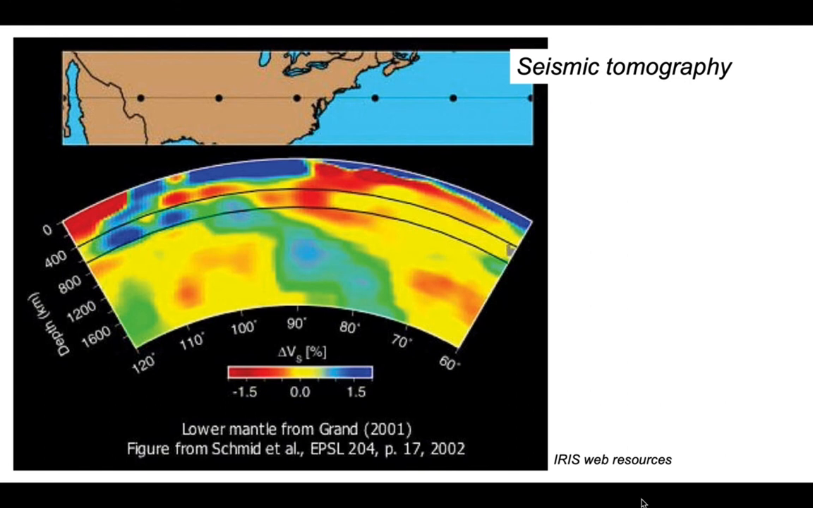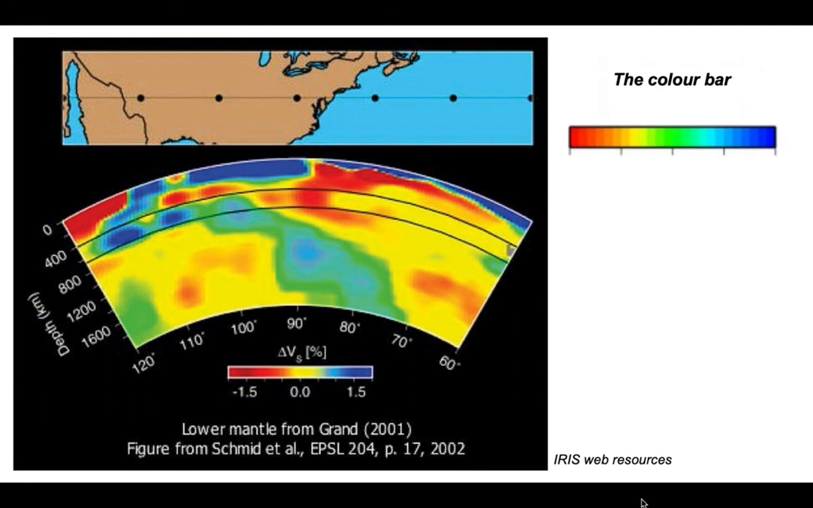So let's think about how this diagram works, and particularly the colour bar. This is a standard colour bar that moves from red to blue via yellows and greens, and those yellows and greens represent seismic velocities that are normal. The red colours represent areas where the seismic velocity is slower than predicted. The blue colours represent places where the seismic velocity is faster, and this is a standard convention in these diagrams.